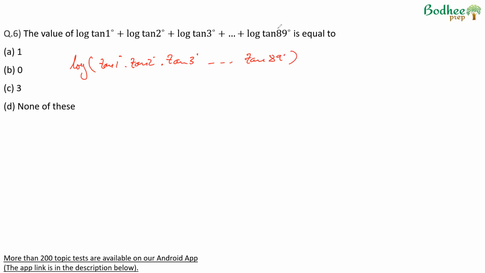Also, if you look at tan 1 and tan 89, tan 89 can be written as tan of 90 minus 1. Tan of 90 minus 1 makes it cot 1. So this can be written as tan 1 into tan 2 into tan 3 and so on, till the sum has to be 90, till tan 44.